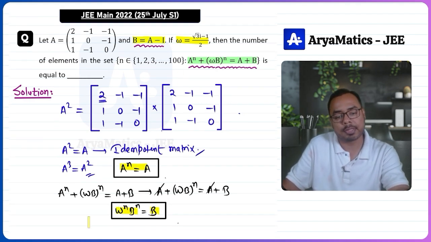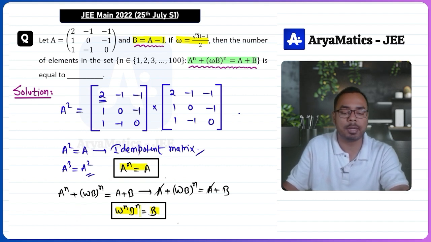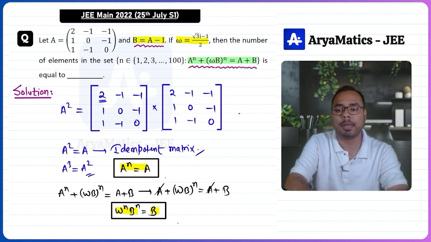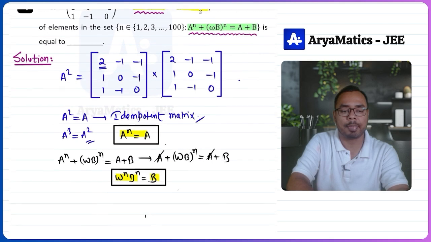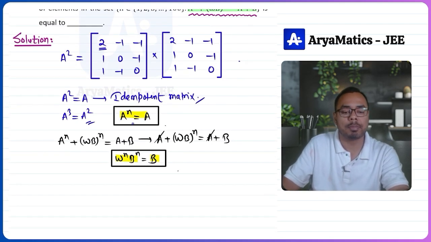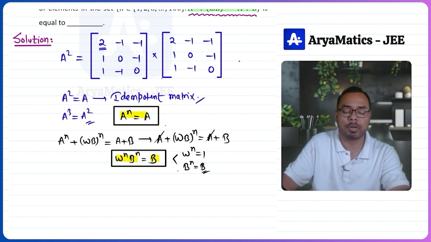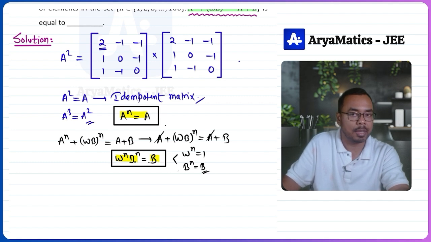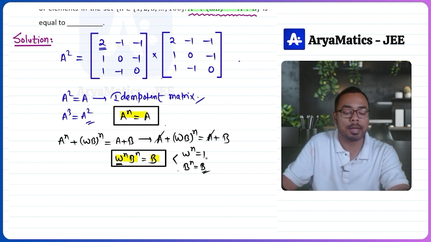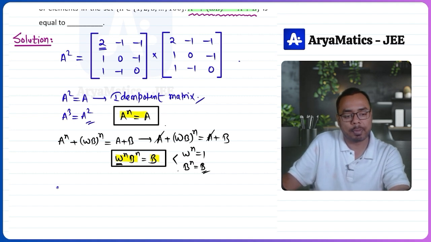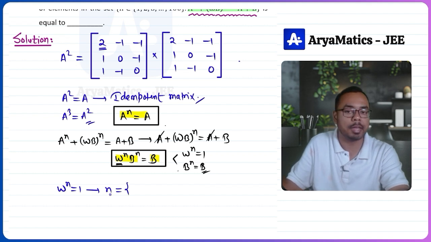So now the equation that we have is omega raised to n into B raised to n, and this must be matrix B. Matrix B is given as A minus I. Let us try to calculate different powers of B. Also, from this one equation, you can write two equations. One is that omega raised to n must be 1, and B raised to n must be B, right? Because omega is the complex cube root of unity. If I equate the coefficient of this matrix, omega raised to n must be 1. So if omega raised to n is 1, this implies that n must be a multiple of 3.